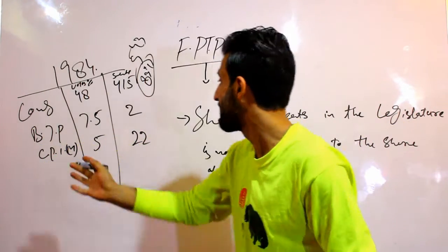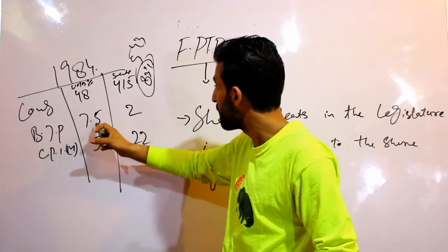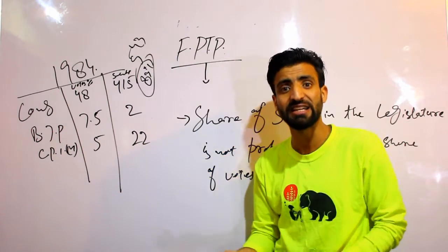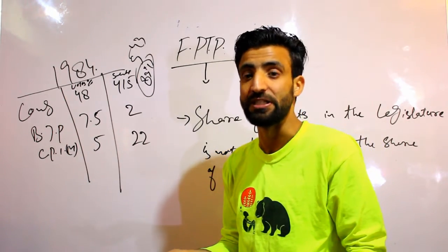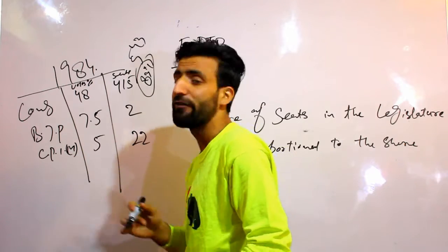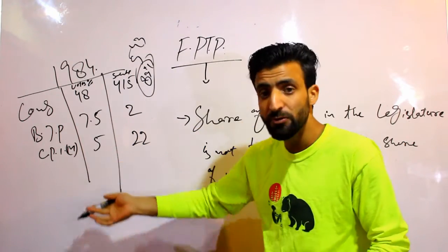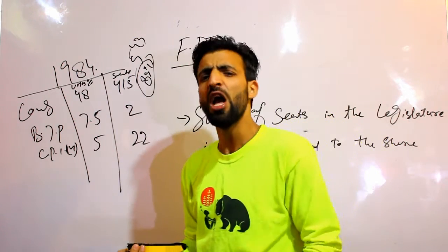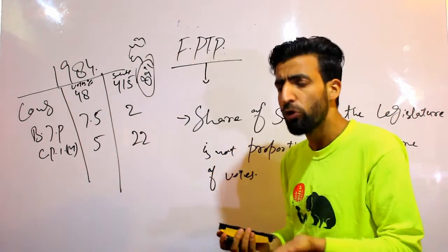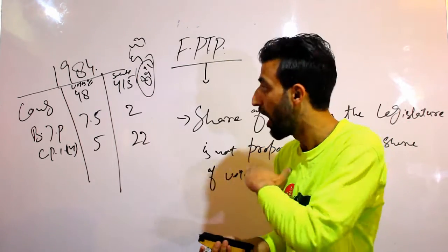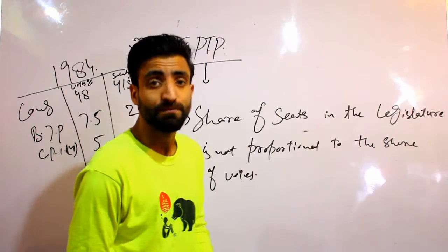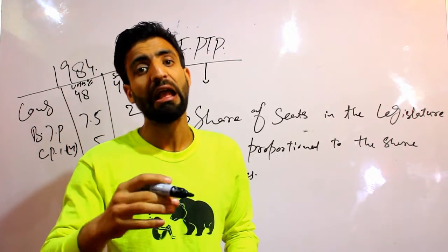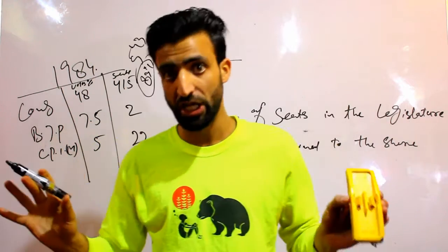इसी तरीके से आप बीजेपी का देखिए, BJP got 7.5% votes, but it got only 2 seats out of 543 seats. That is less than 1% of share of seats. If you look at Communist Party of India, Marxist, they have got 5% votes and they have got 22 seats. And 22 seats out of 543 seats is near around 4% of the seats. So that is why I am saying share of seats in the legislature is not proportional to the share of votes.